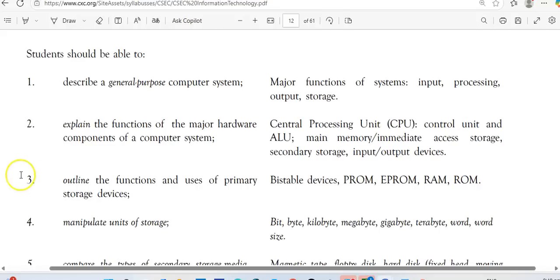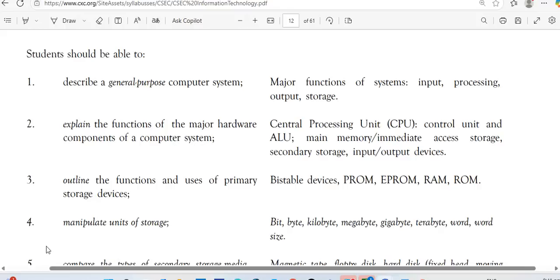Now, we are to explain the functions of the major hardware components of a computer. We're going to look at the central processing unit, the control unit, the main memory, immediate access storage, secondary storage, and input-output devices. What do you think are the major functions of the hardware components of a computer system? All right, I hope you have your answer.